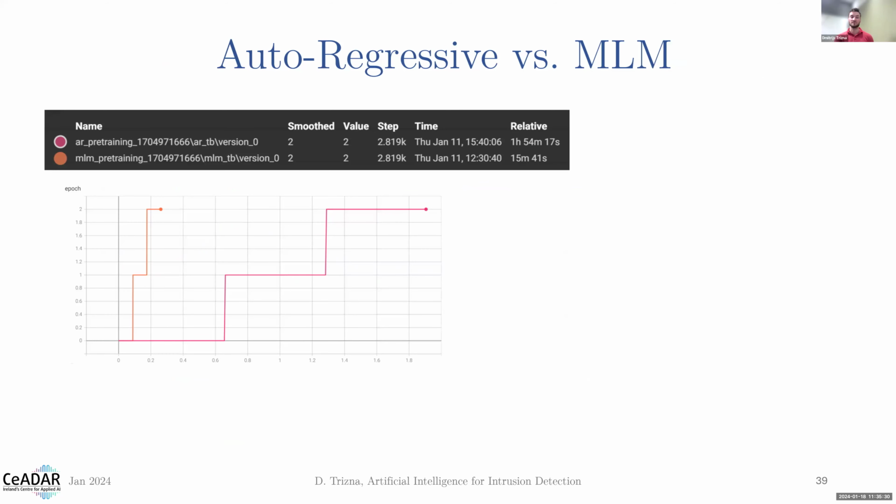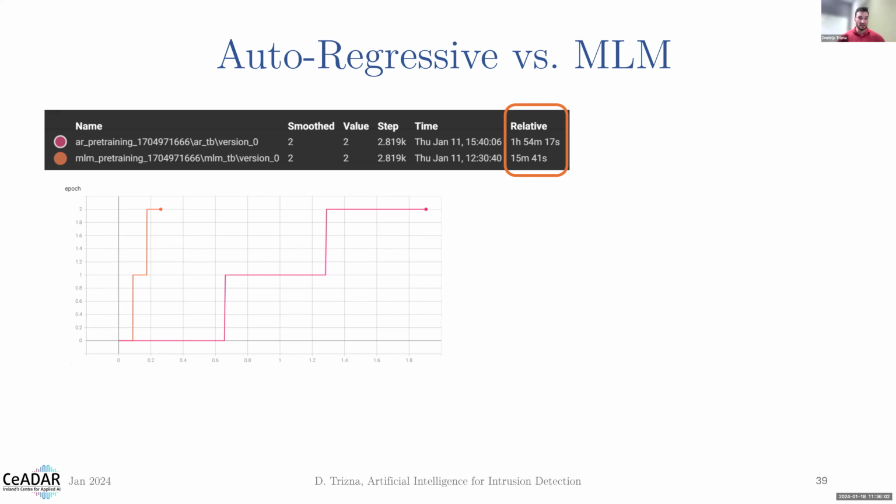Another point here is we've also compared the autoregressive GPT-like pre-training with the masked language model pre-training. And interestingly, the autoregressive one takes a significantly higher amount of time. Here you can see in the graph the x-axis is the time. If we take a look, for example, at 2 epochs over our data, the masked language model takes only 15 minutes, whereas autoregressive takes close to 2 hours.